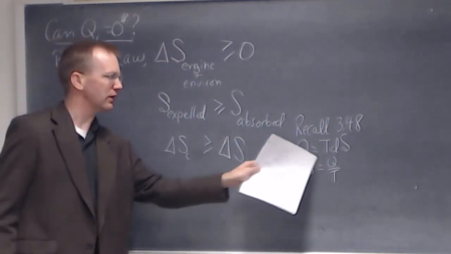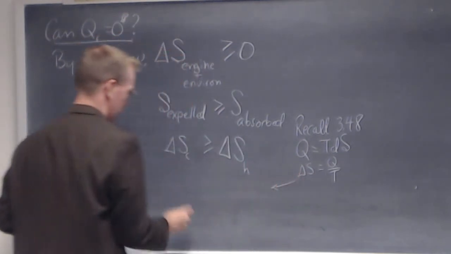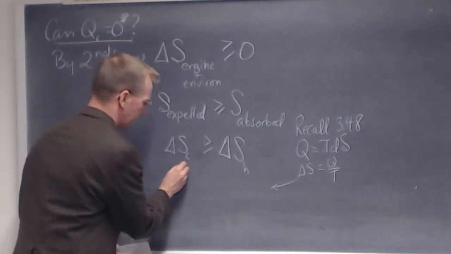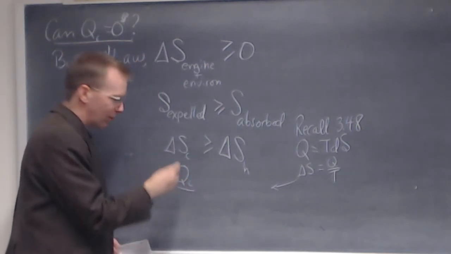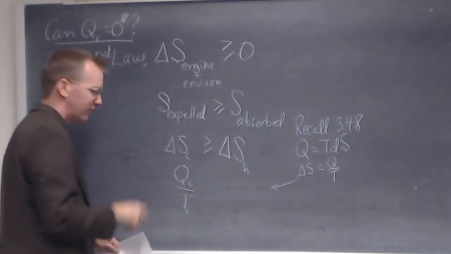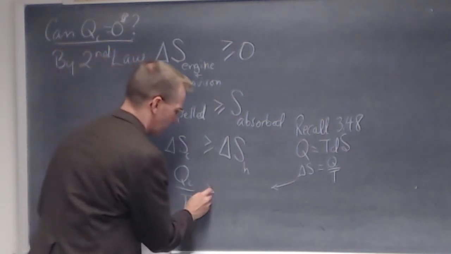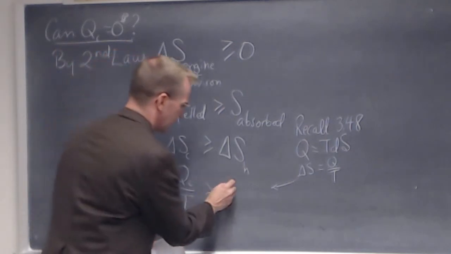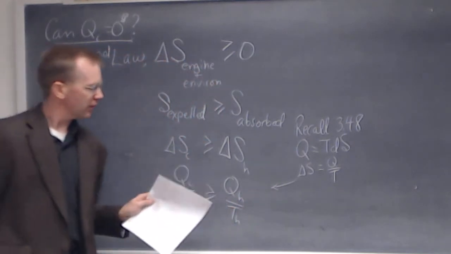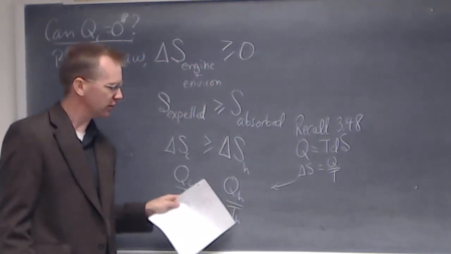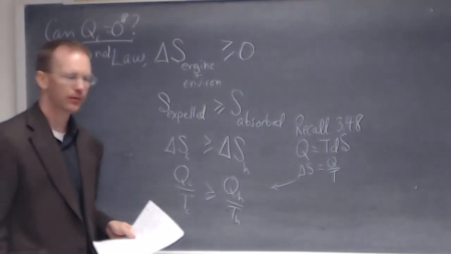Now let's apply delta S is Q over T. That means the heat dumped in the cold reservoir, the waste heat, over the waste heat's temperature, the temperature of the cold reservoir, is greater than or equal to the heat that flows into the hot reservoir divided by the hot reservoir's temperature. So you just apply that right there.